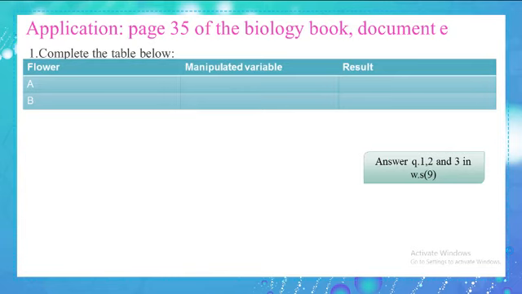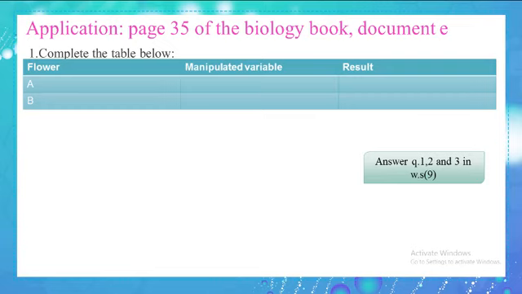Now please open page 35 of the biology book and observe document E. Based on the observation, complete the table below. In this table we are talking about flower A and flower B. What is the manipulated variable and what is the result for each? Observe the figure. What is the manipulated variable?